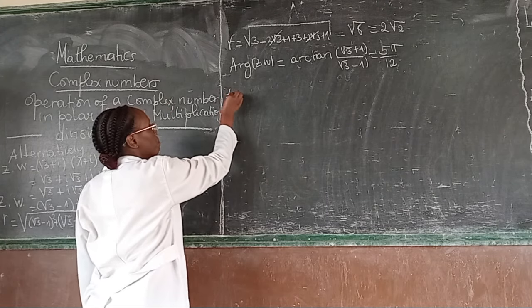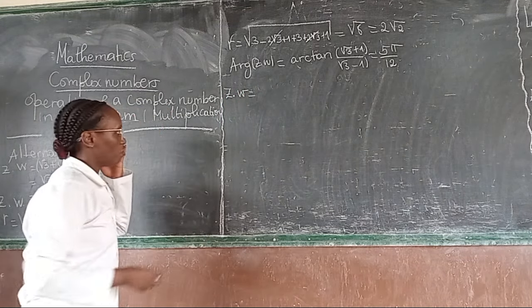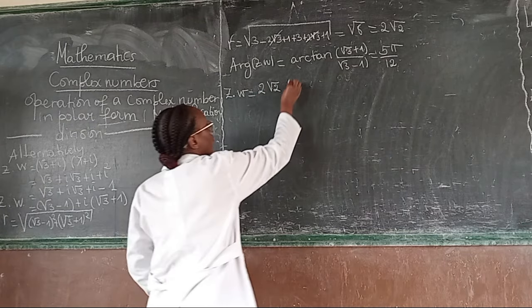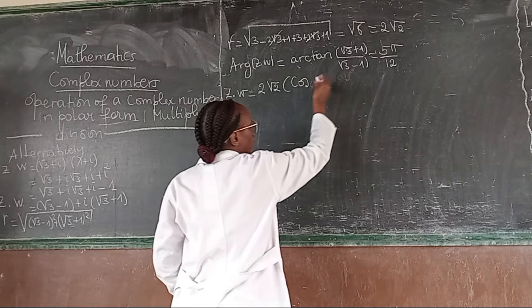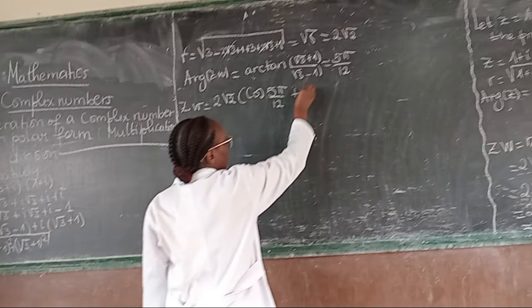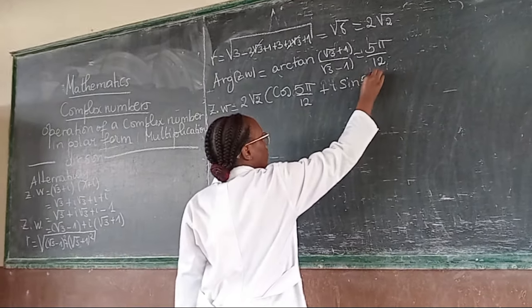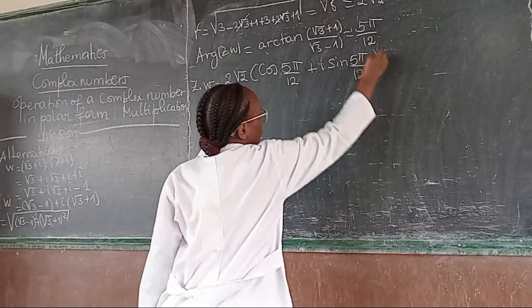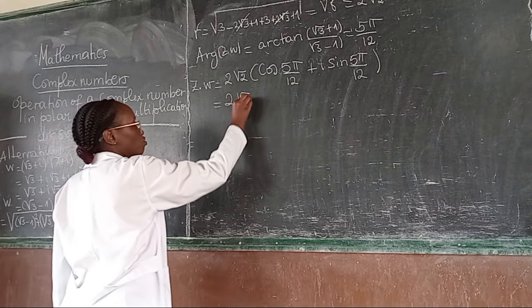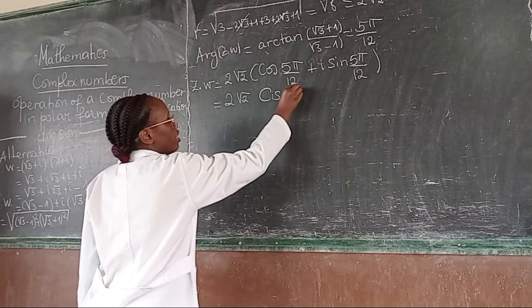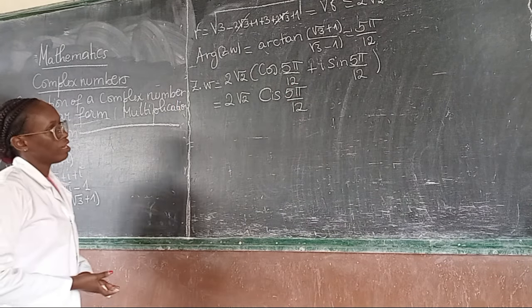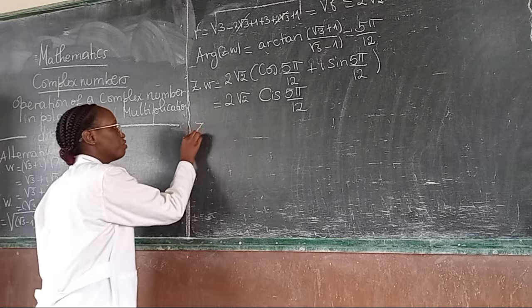So finally, z times w in polar form will be equal to the modulus we have found, 2 square root of 2 cosine of the angle we get, which is 5 pi over 12 plus I sine 5 pi over 12. So by comparing with what we have again here, we have 2 square root of 2 cis 5 pi over 12. So you see the value of the answer is still the same.